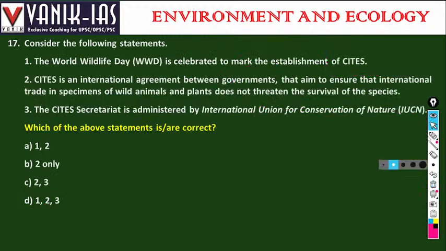Consider the following statements. The World Wildlife Day, WWD, is established to mark establishment of CITES. CITES is an international agreement between governments that aims to ensure that international trade in specimens of wild animals and plants does not threaten the survival of the species. The CITES secretariat is administered by International Union for Conservation of Nature. Which of the following statements are right regarding CITES?